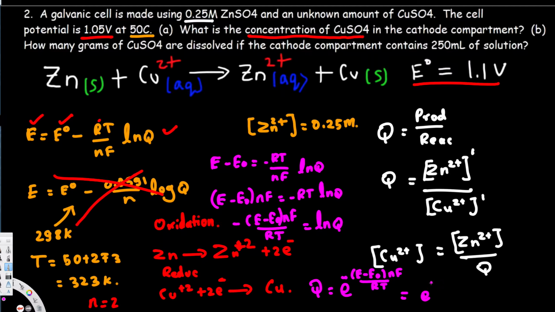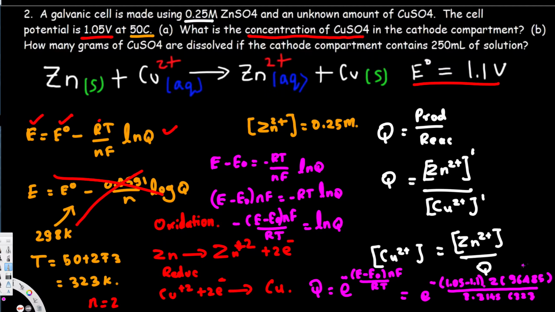E power negative. Now let's see what we have for E minus E naught. E is non-standard cell potential, that is 1.05, right? So 1.05 minus 1.1, and then N is number of electrons that we found out, that is 2. Then Faraday's constant, that's going to be 96485, and then in the denominator we have R value, that is 8.3145, and the temperature we calculated, 323.